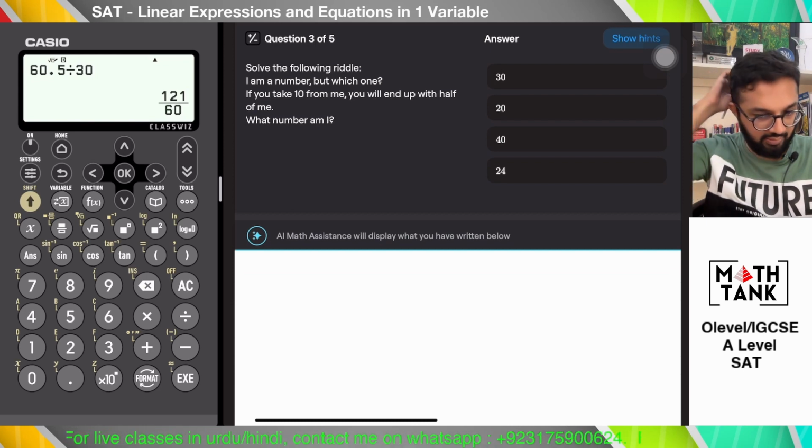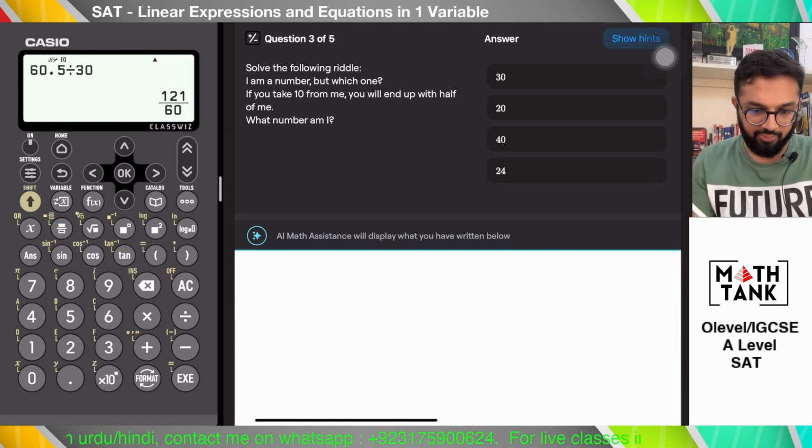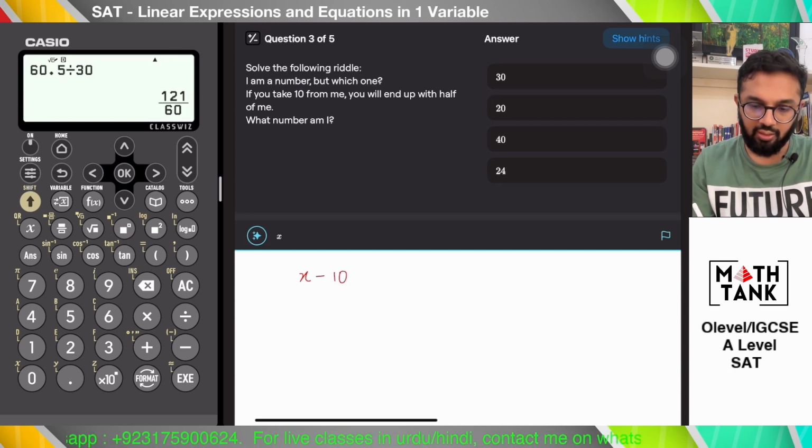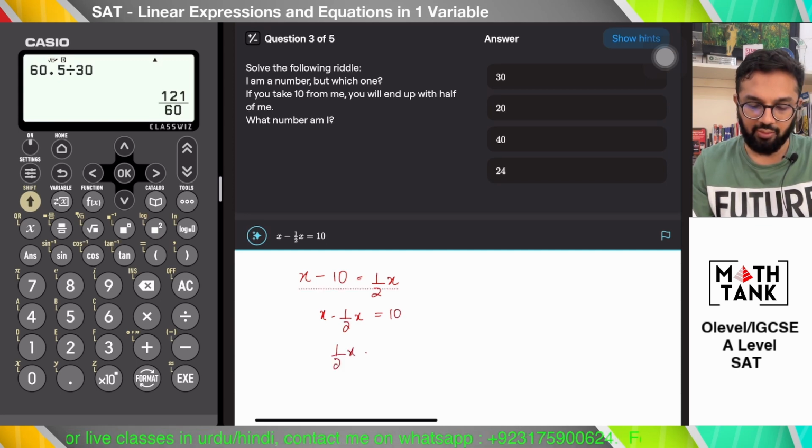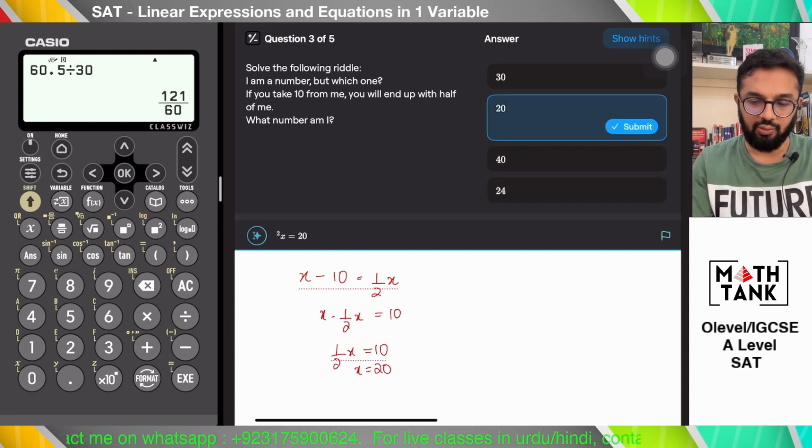Let's look at the next one. It says solve the following riddle. I am a number, but which one? If you take 10 from me, you will end up with half of me. What number am I? So x minus half x equals 10. So I get half x equals 10 and x equals 20. And that was simple.